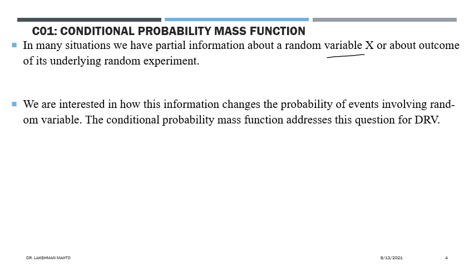So that's why we need to introduce conditional probability. We are interested in how this partial information changes the probability of an event involving a random variable. Once we have partial information, will that information change the probability of the observed value of the random variable or not? That is the scenario we will take. The conditional probability mass function addresses such a scenario.